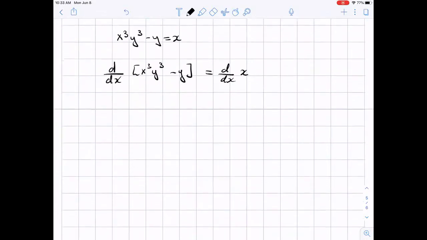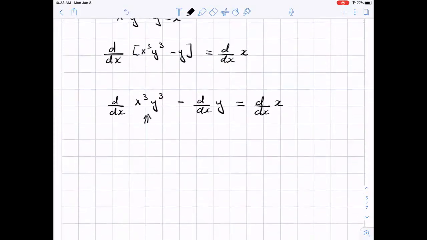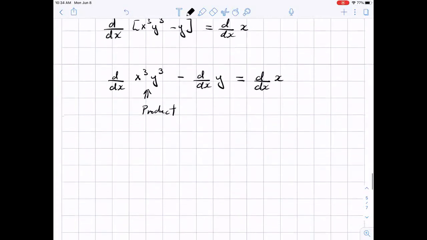And then we could separate this, okay? This is the same as d/dx of x cubed y cubed minus d/dx of y and d/dx of x. Now notice here we have a product, okay? So if this is a product, we have to use the product rule, so you may want to go back and look at your product rule, okay?